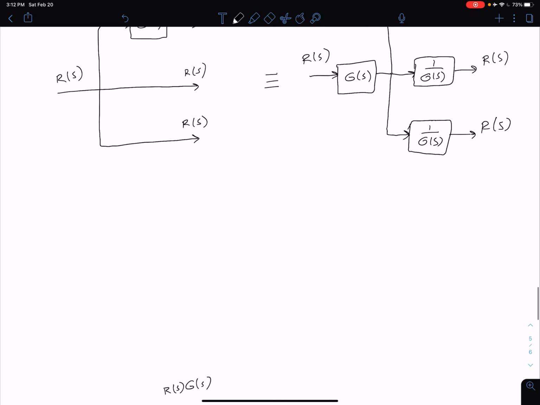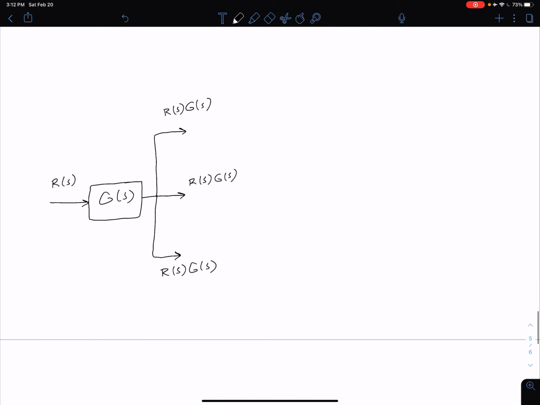Now, of course, we could do the opposite. Maybe we have a G of S on the left side of the pickoff point and we want to move it to the right side. The same basic idea applies. We want to preserve these outputs here. In this case, they're all R of S, G of S. So what we can do is just put the G of S in each of those three branches. In this case, we have three branches. Of course, the same idea applies if we had more. So we would say in our middle branch, we're going to add a G of S.